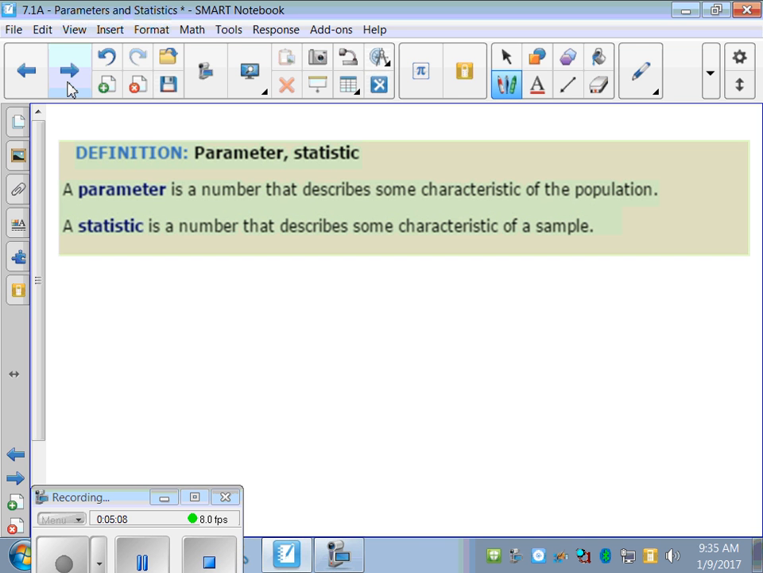And then we've got a statistic, which is a number that describes some characteristic of a sample. So again, P and P, S and S, so you don't forget. Okay, parameters go with population, statistics go with samples. And parameter is a number, and statistic is a number, like possibly the mean.